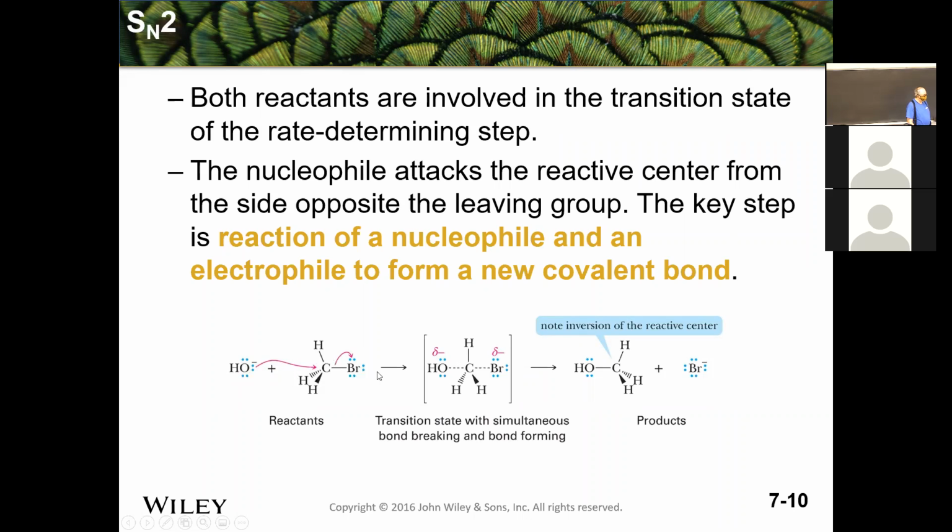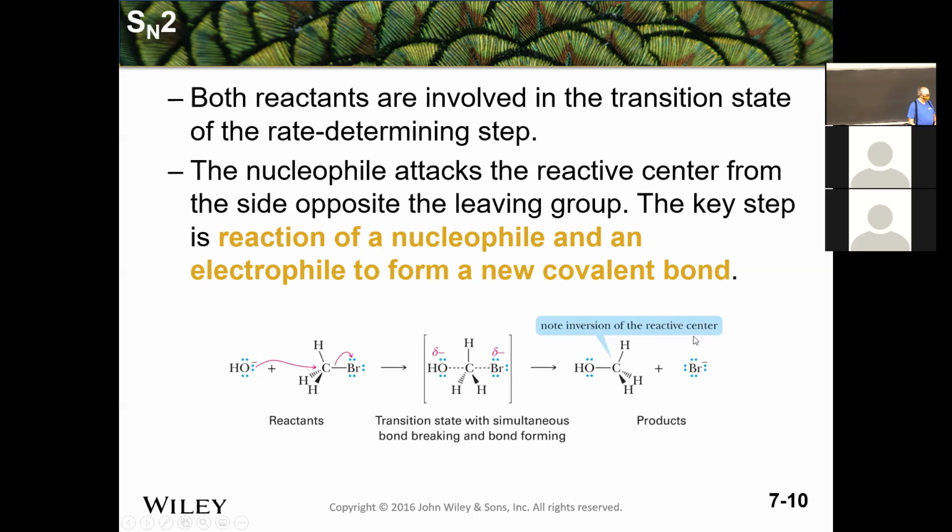So there's a bond formed and a bond broken in the same step at the same time. So this is the transition state. This is where we get the 2 from. The transition state is made up of both the bromomethane and the hydroxide. There's a bond being formed and a bond being broken. Then it goes on to products.